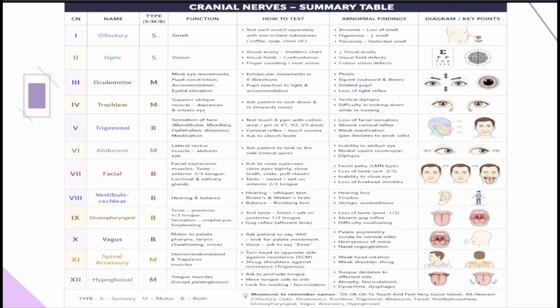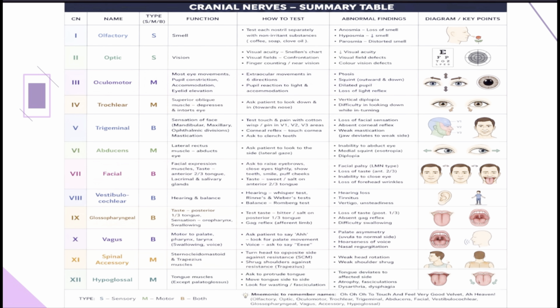This here is the whole summary table of cranial nerve examination that I made. Now let's quickly revise all 12 cranial nerves and their functions, how to test them, and common abnormalities. Firstly, olfactory. It tests for sense of smell. Ask the patient to identify familiar non-irritating odors like coffee or soap. Abnormalities include anosmia, hyposmia and parosmia.